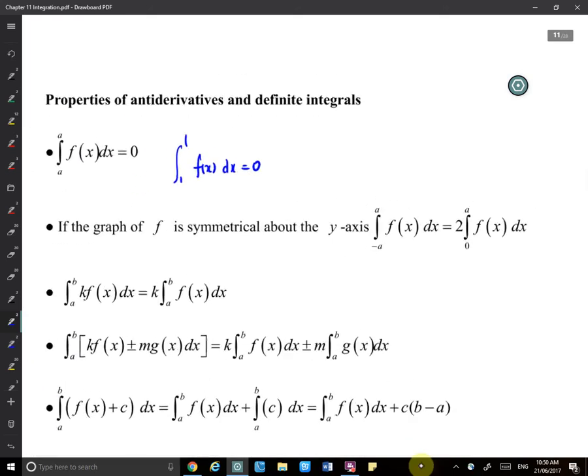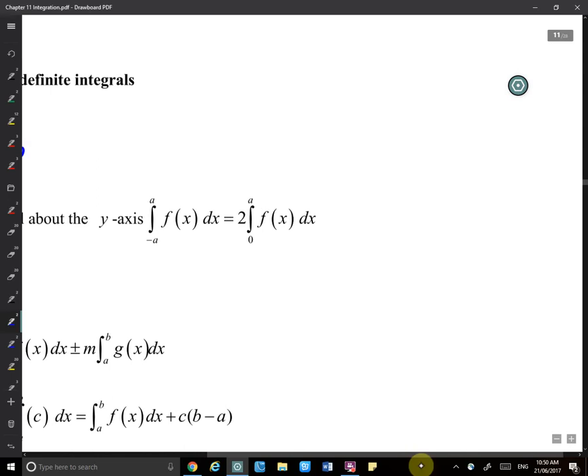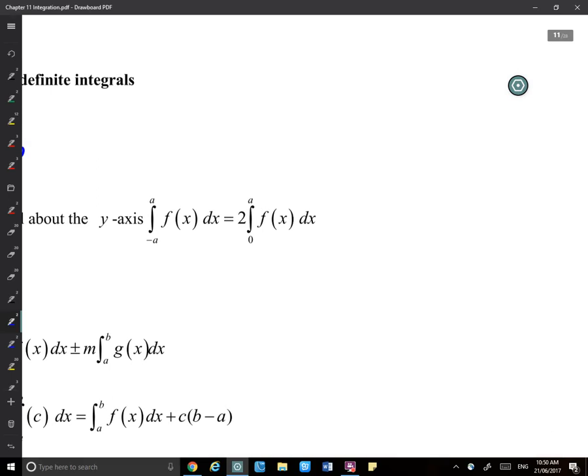Okay. The next one is about if the graph of f is symmetrical about the y-axis, then the integral from negative a to a of f(x) will be 2 lots of the integral from 0 to a. This reduces the difficulty of calculations. Putting negative a and a in will be quite hard to calculate, but putting 0 to a, something involving 0, will be easy to calculate.